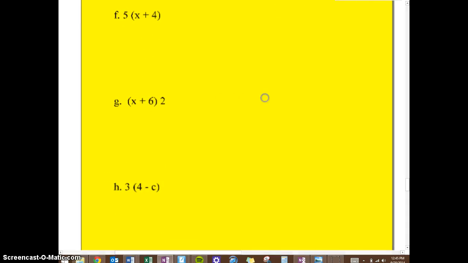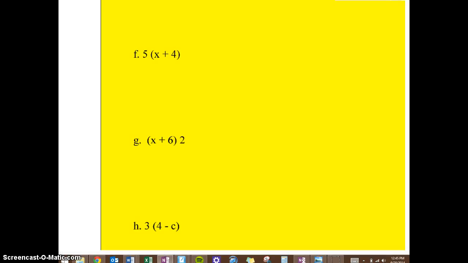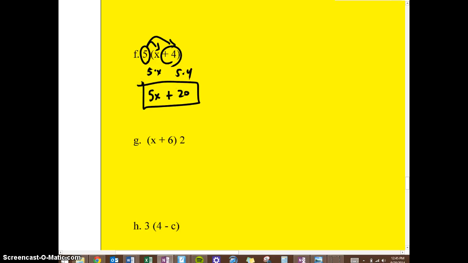Now let's go on down to see how exactly we would use it with variables. You can't add x plus 4 together, so we must use the distributive property. We say 5 times x is 5x. We say 5 times 4 is 20. Since the 20 is positive, we put a plus sign, we have 5x plus 20. Now let's think back to last week. We can't combine 5x and 20 because they're not like terms. You would not say 25x, because 5x and 20 are not alike.